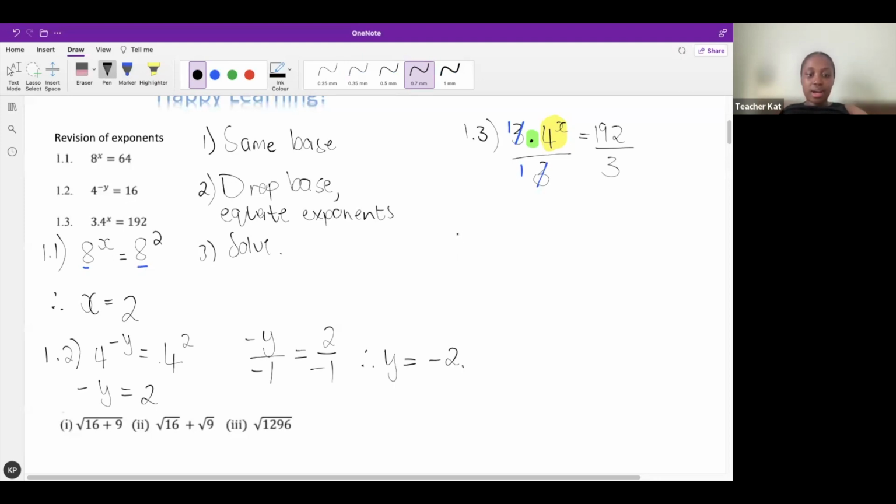So we divide if we are multiplying so that they cancel each other out and we are left with 1 times 4 to the power of x, which is 4 to the power of x. And then on the right-hand side, we then have 192 divided by 3. And how much is that going to give us?